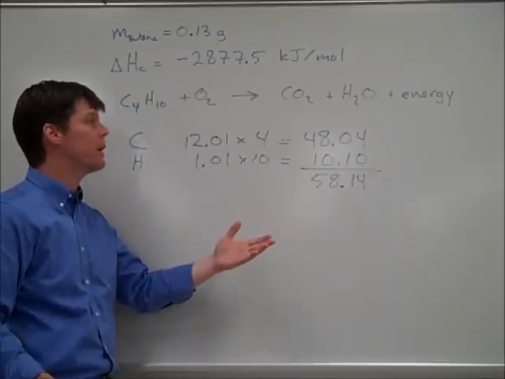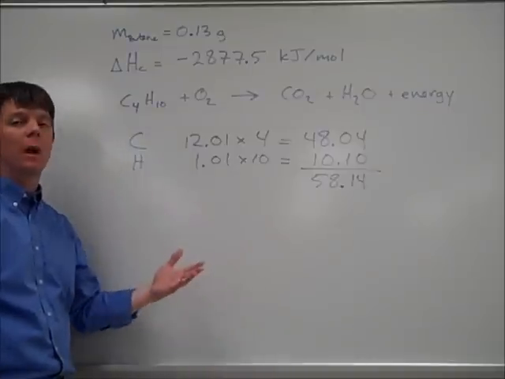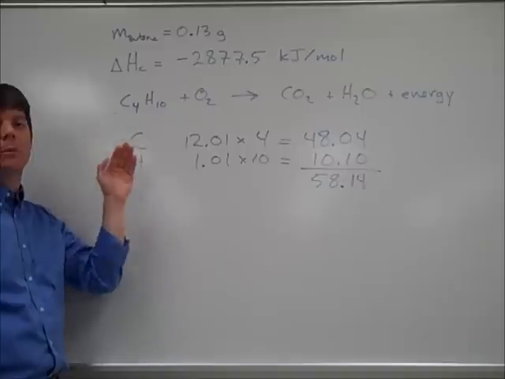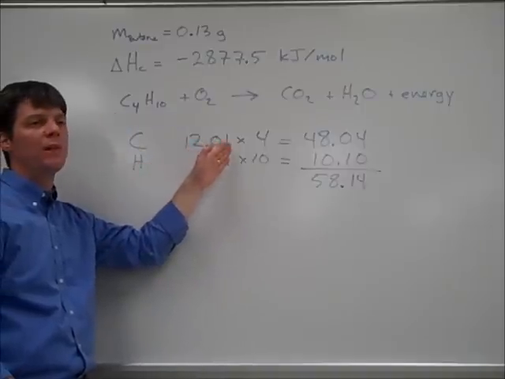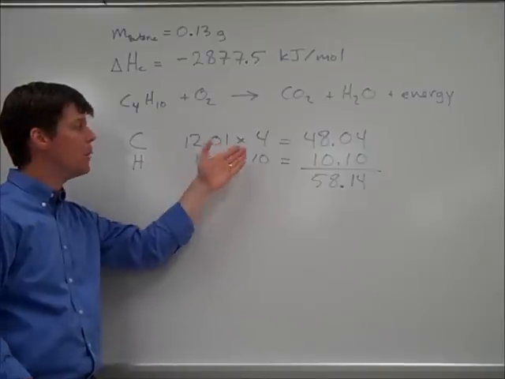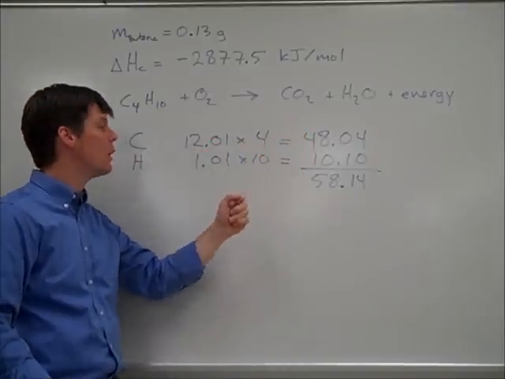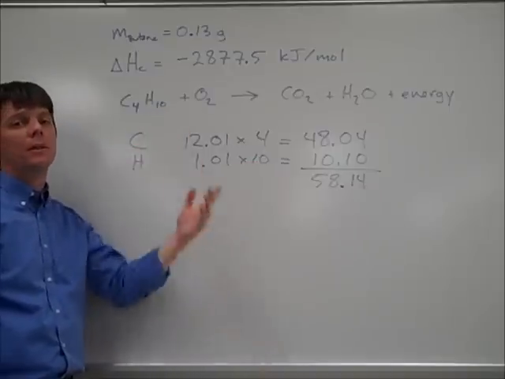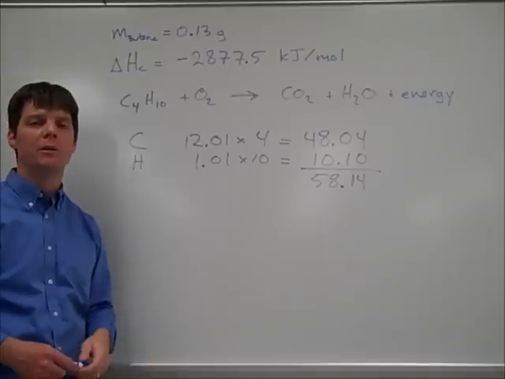Again, this is calculated by using the subscripts from the chemical formula. Because carbon has 4 atoms present in a butane molecule, we're going to do 12.01, the mass of carbon, multiplied by 4 to get 48.04. The mass of hydrogen, 1.01, will be multiplied by 10 because there are 10 atoms of hydrogen present in a butane molecule.